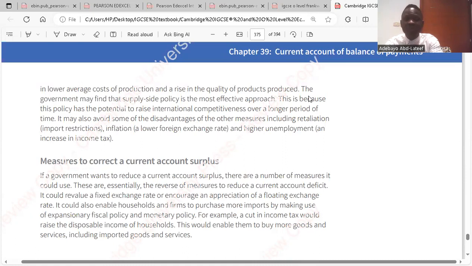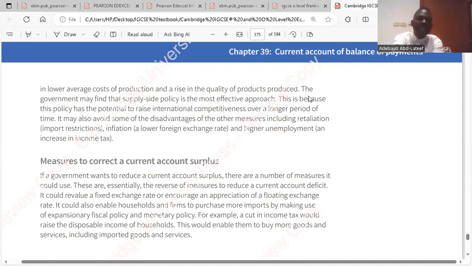But they said it will also avoid some of the disadvantages of other measures, including retaliation. So if government is doing these things, government should also think about retaliation. If you are doing it to Turkey, Turkey might do it back to you. So if you are restricting them, they might restrict you. So that's the point. Is it clear?